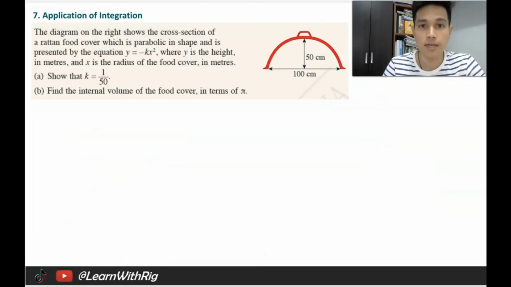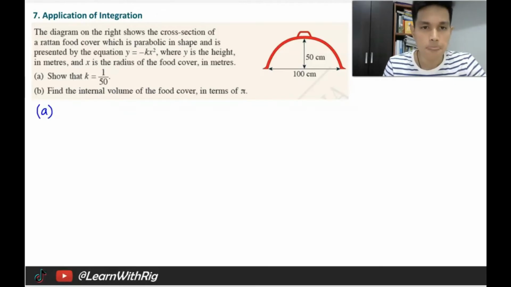Alright, so we are already at the application part of this chapter. So let's see. The diagram on the right shows the cross section of a rattan food cover, which is parabolic in shape and is represented by the equation y equals to, okay, where y is the height in meter and x is the radius of the food cover. So x is the radius, in meter. Show that k equals to, okay, so question A, they ask you to show this k value.